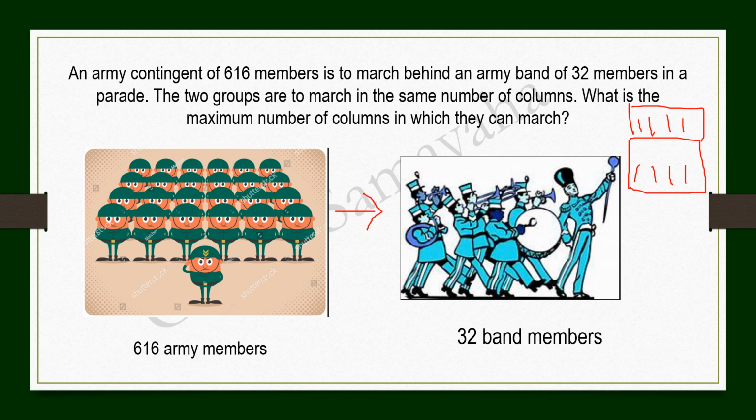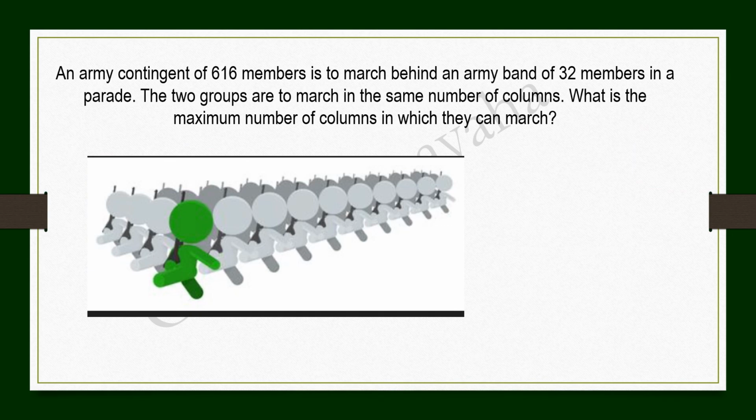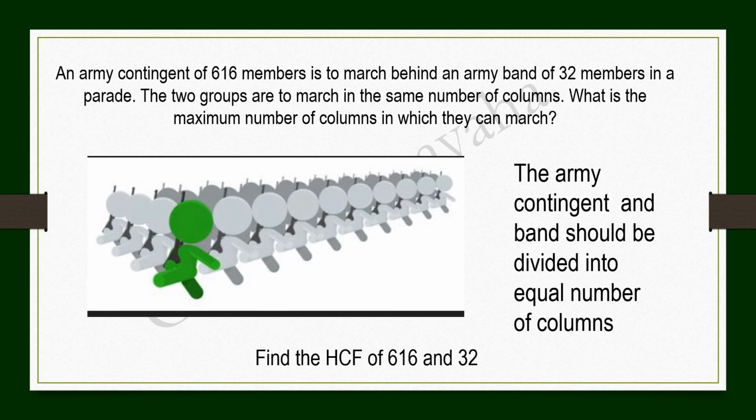So what should we do in order to solve this problem? This is how all of them should march together. That means we need to find a common divisor for both 616 and 32. That means we need to find the HCF of 616 and 32. This will make all of them move in the same number of columns. Both the contingent and the band must be divided into an equal number of columns. We have to find a common divisor for both of these. That means we have to find the HCF.